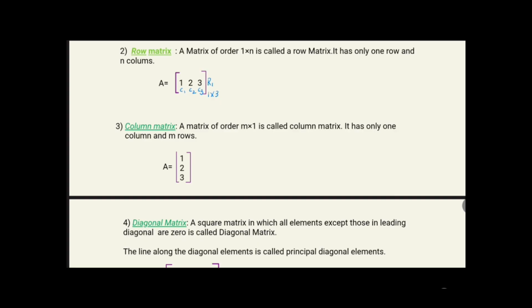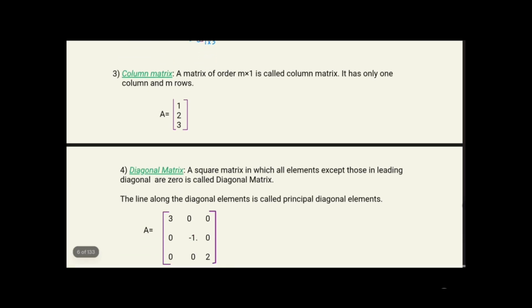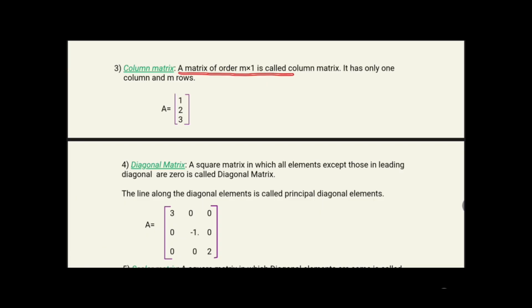Next, coming to the column matrix. A matrix of order m by 1 is called a column matrix. That is, it has only one column and can have any number of rows. Coming to this example, see here students, we have 3 rows but only one column. So what is the order of the matrix? It is 3 by 1. In this case, we have only one column and 3 rows, so it is called a column matrix. It should have only one column and can have any number of rows.